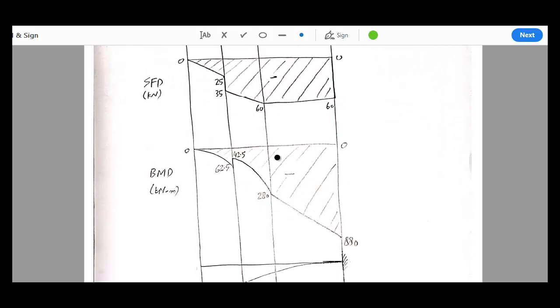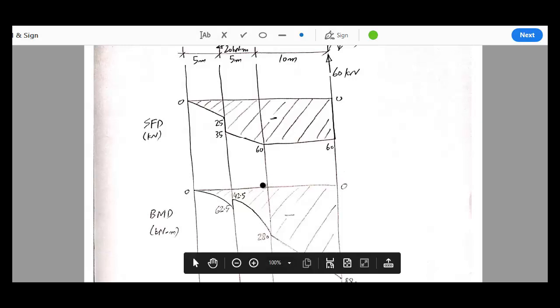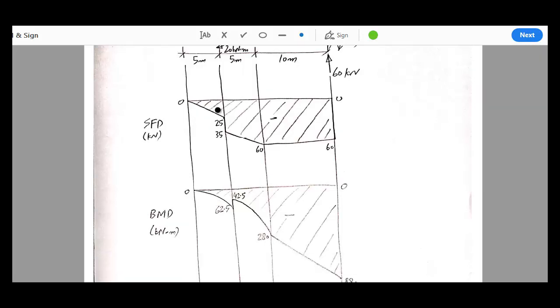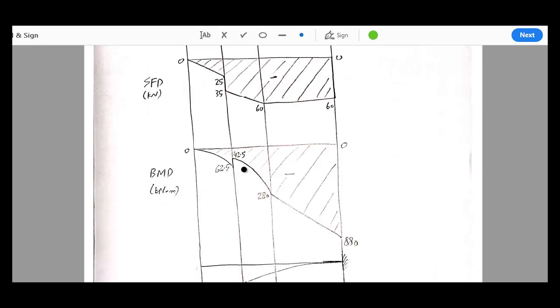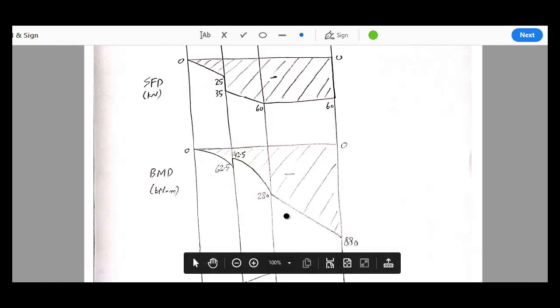Similarly, we'll draw the bending moment diagram just by plotting all the ordinates, and the slope of the bending moment diagram will be decided on the basis of the magnitude of the shear force diagram. As the magnitude is increasing, the slope of the bending moment diagram should also be increasing. One thing is missing here. I forgot to write down the degree of the equation. You must always write down the degree. So this is a second degree line. Similarly, this is a second degree line, and this is a straight line.